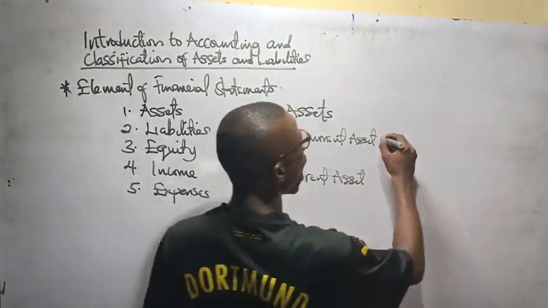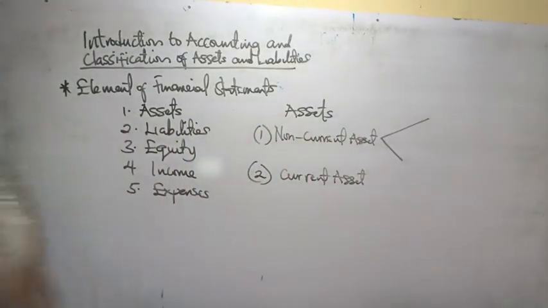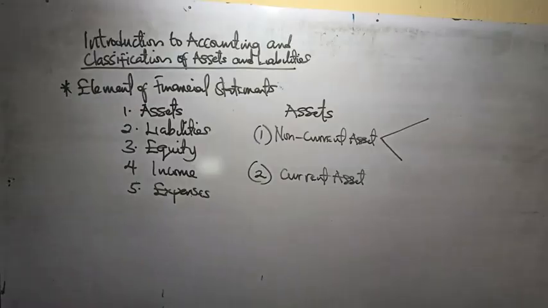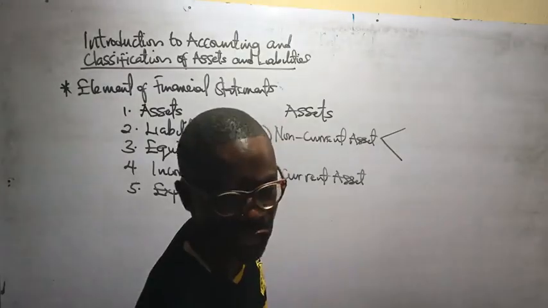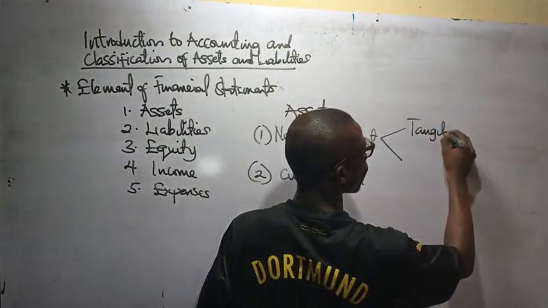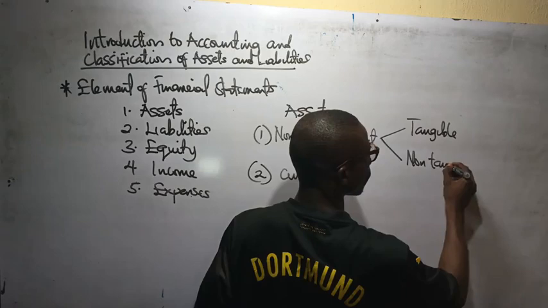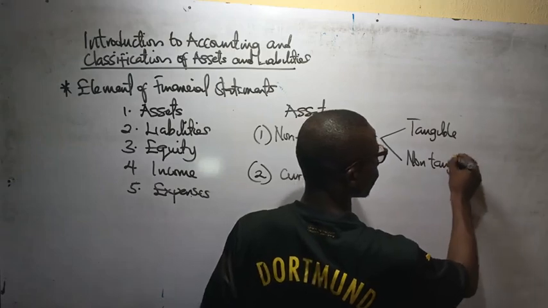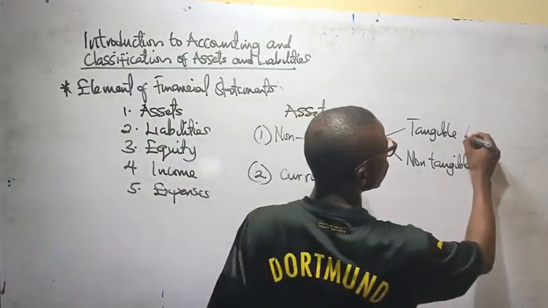Non-current assets also have two categories of assets under them. What are the two categories? We have what we call tangible and non-tangible assets.